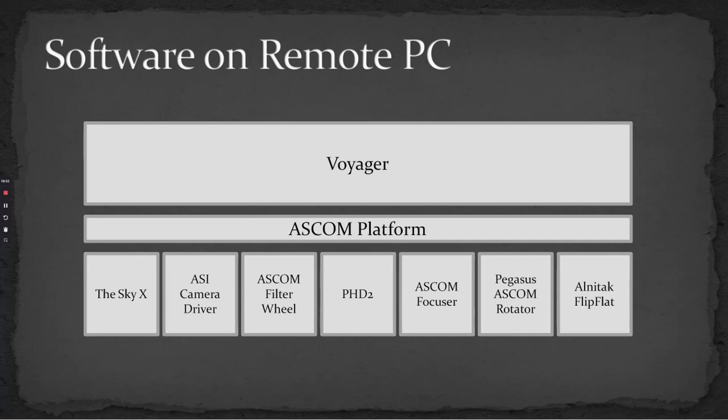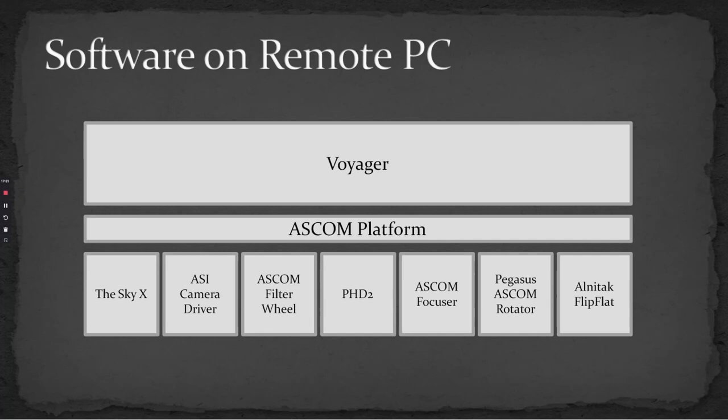And then through the ASCOM platform, that is connected either directly or through the platform to the mount controller, which is the SkyX. I'm using the ASI camera driver, an ASCOM filter wheel control, PHD2 for auto guiding, which is also connected to its own camera and has its own connection to the telescope, to the mount. ASCOM focuser, ASCOM connection to the Pegasus rotator, and then a connection to the Alnitak flip flat. So that all lives on the remote PC.